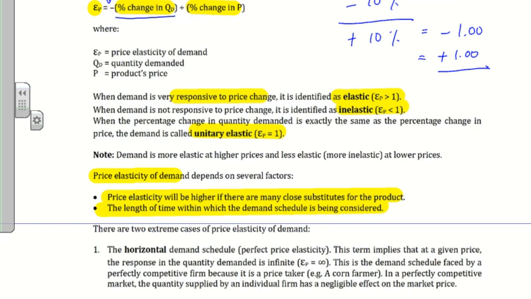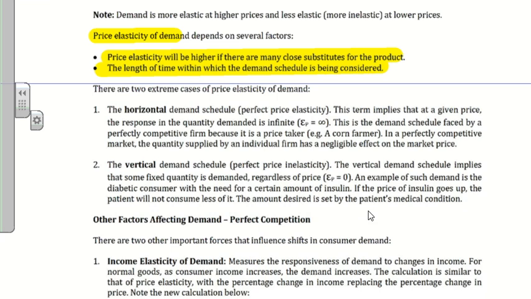Okay, we've got two extreme cases of price elasticity of demand. We've seen these before. The horizontal demand schedule is called perfectly price elastic, and horizontal means that at any given price, the response in quantity is infinite. That would obviously be the demand curve for a perfectly competitive firm.